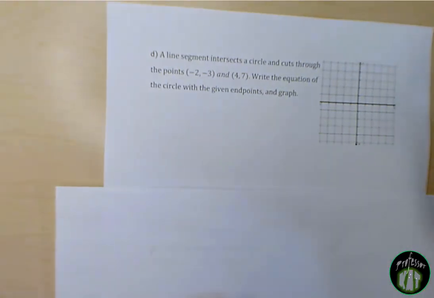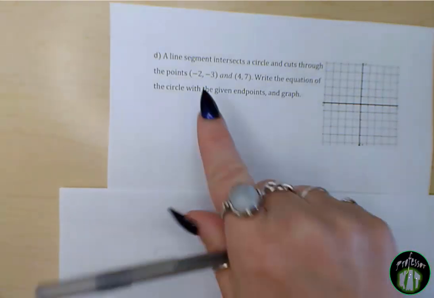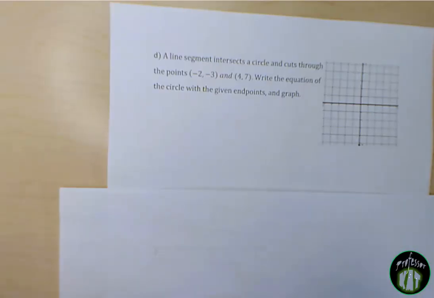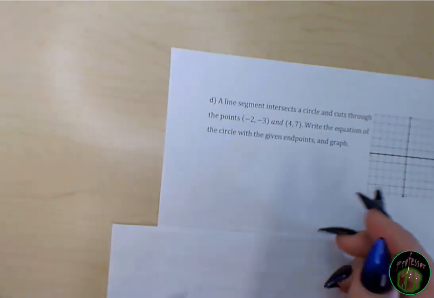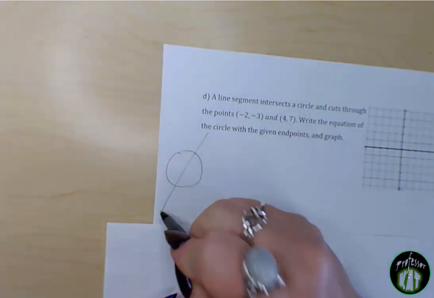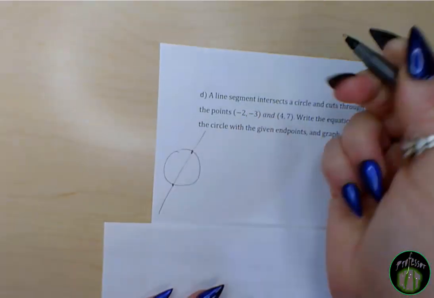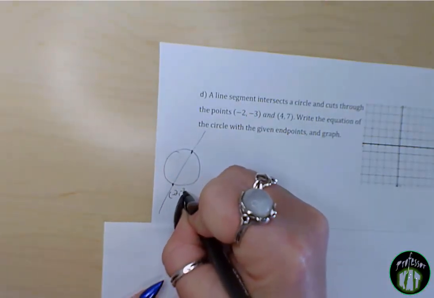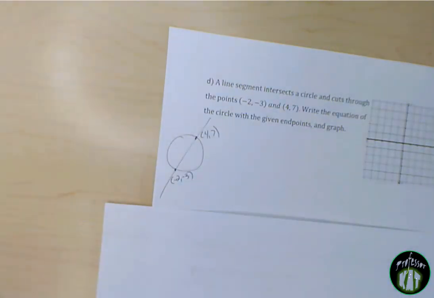Continuing on here, our next problem says that we have a line segment that intersects a circle and cuts through these two points here. Write the equation of the circle with the given endpoints and graph. So just to give you a quick drawing here, we have our circle, and a line cuts through this circle with these points being (−2, −3) and (4, 7). Now, these aren't going to be drawn perfectly. Again, this is a quick little sketch of what we're looking at here.